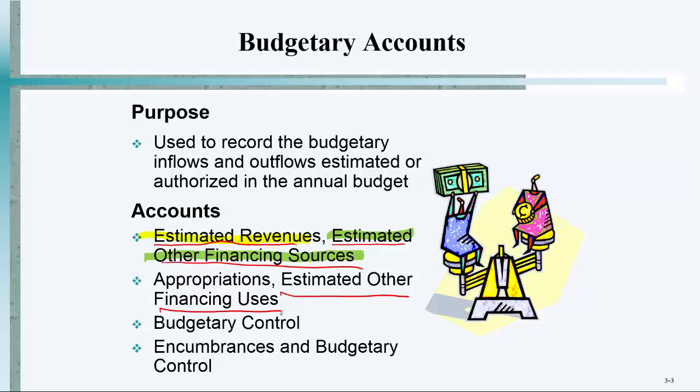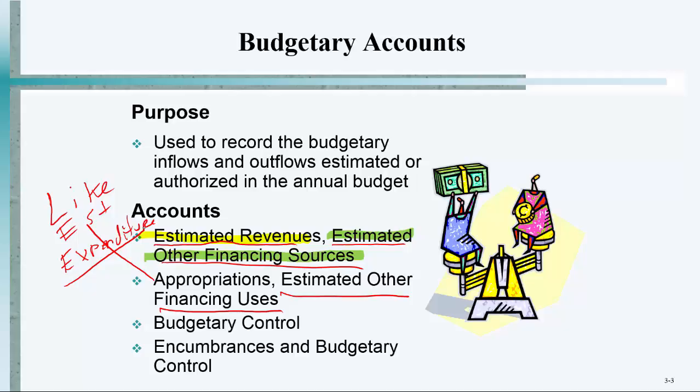Now, we also have appropriations. I want you to put that these are like estimated expenditures, but don't call them that. They are not estimated expenditures, but they're like estimated expenditures. Don't call them estimated expenditures. That's wrong. We have to use a very specific term. It is called an appropriation.